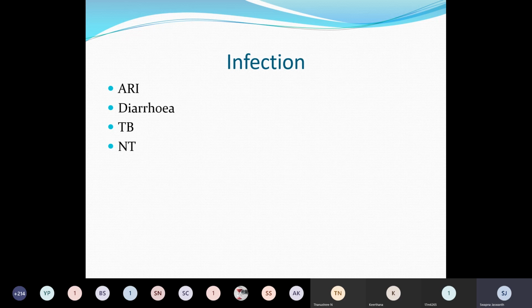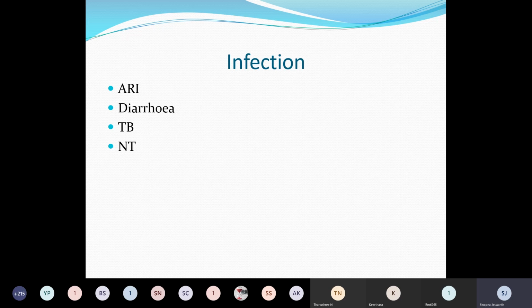Among the infections in children, the most frequent ones are acute respiratory infection and diarrheal infections. The child can have tuberculosis and neonatal tetanus. This is in early childhood life. There may be other infections also in early childhood, like measles, mumps, rubella, diphtheria, pertussis, hepatitis B.